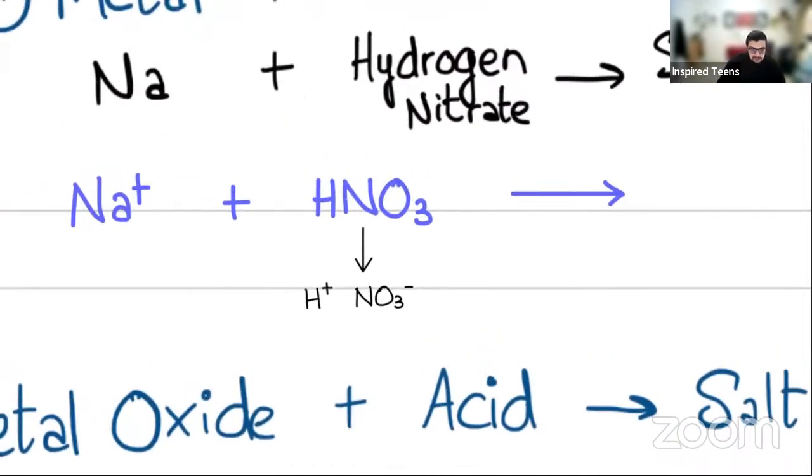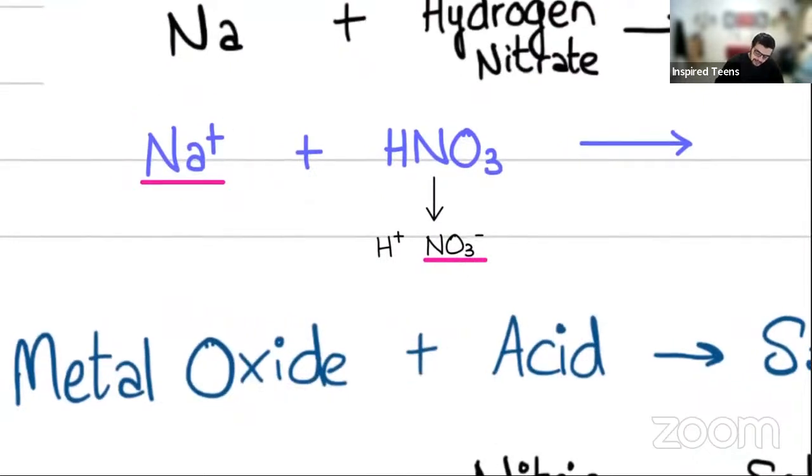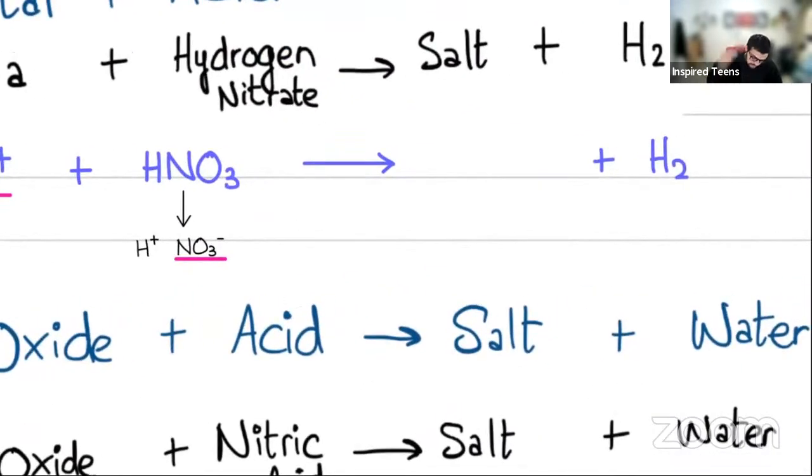So let's identify the anion of my acid. This is my acid. The negative ion is NO3 minus. The base, in this case, is just a metal, so it only has a cation. My cation is Na plus. My cation of my base is Na plus. My anion of the acid is NO3 minus. So with that information, I can form my salt.